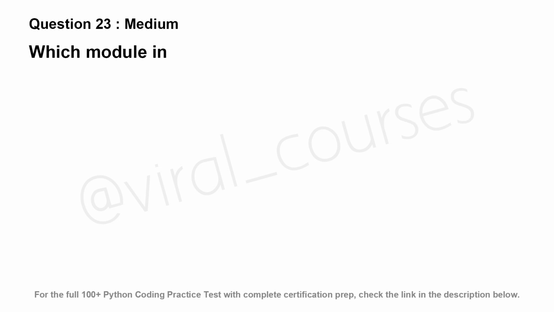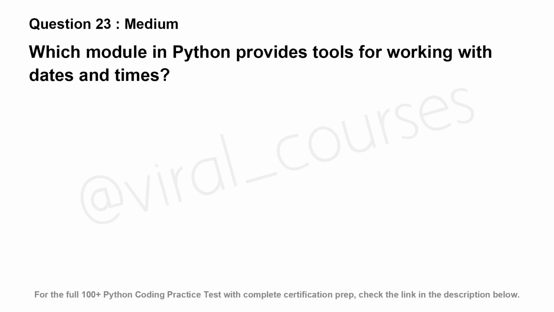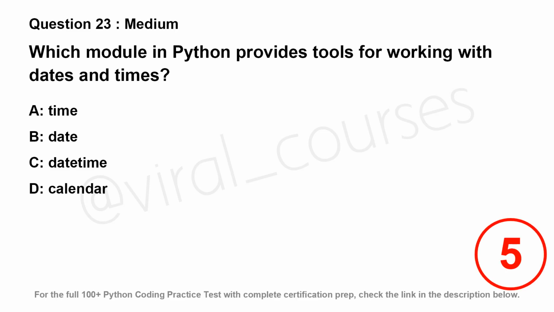Which module in Python provides tools for working with dates and times? Option A, time. Option B, date. Option C, datetime. Option D, calendar.